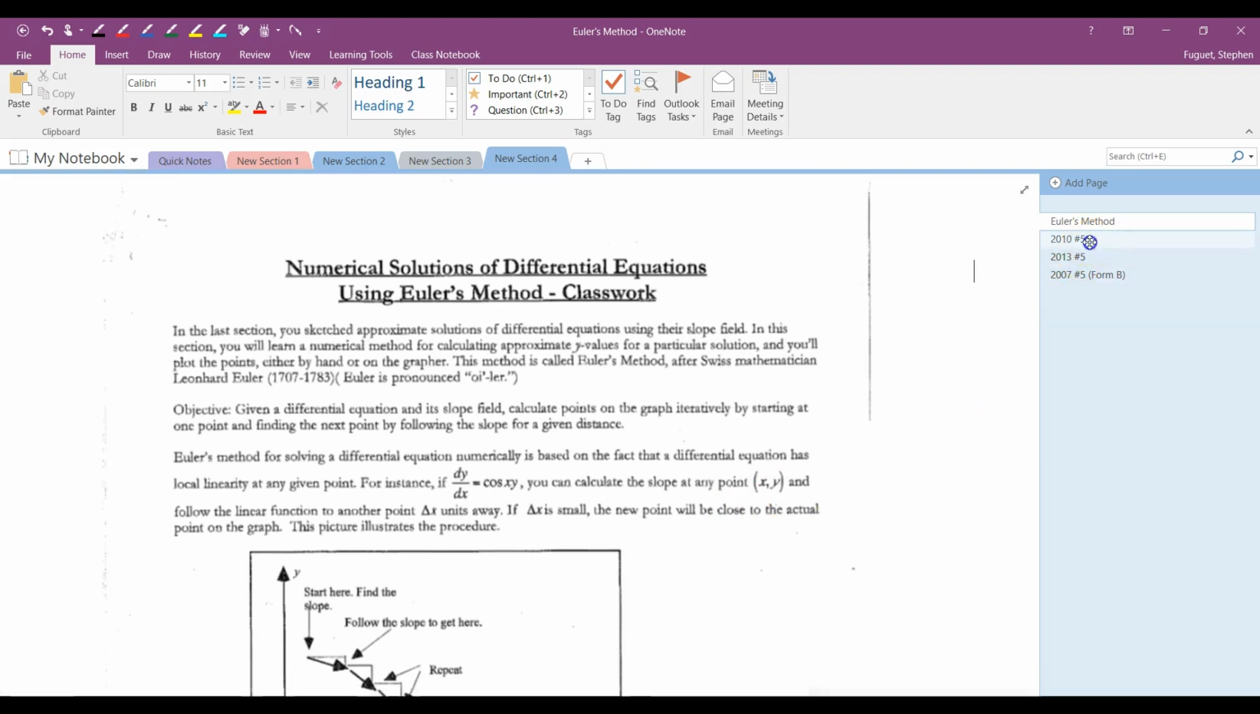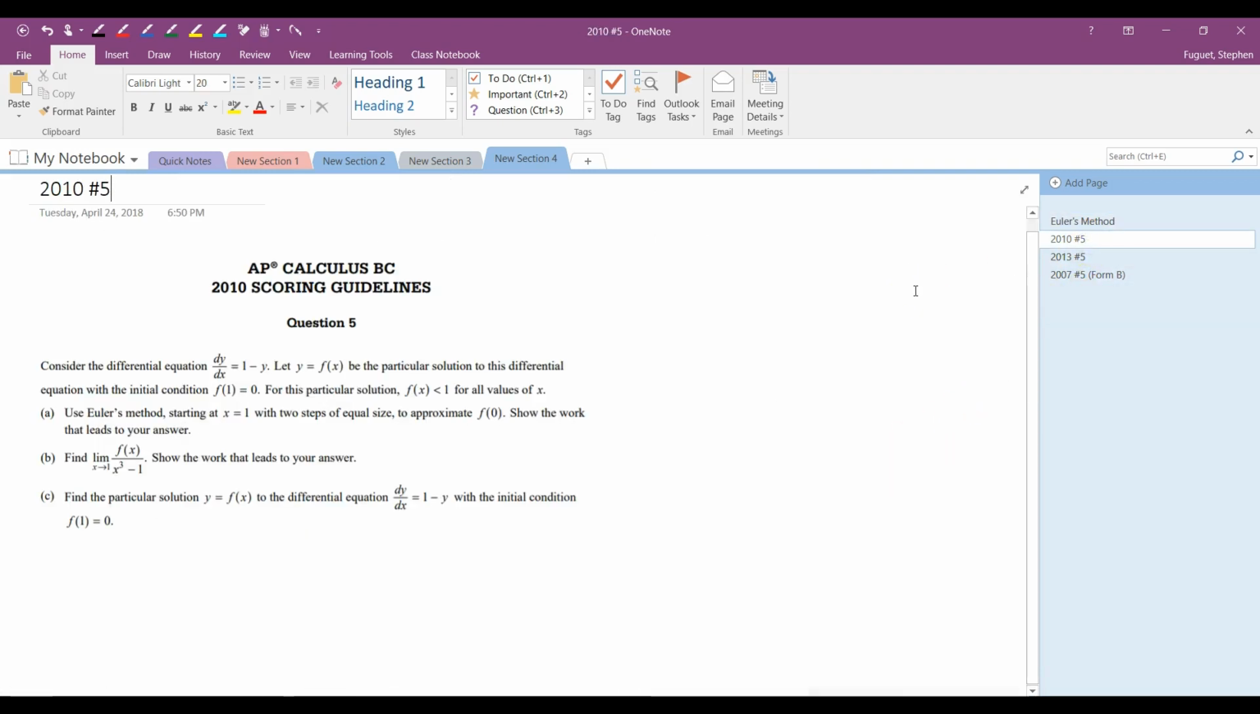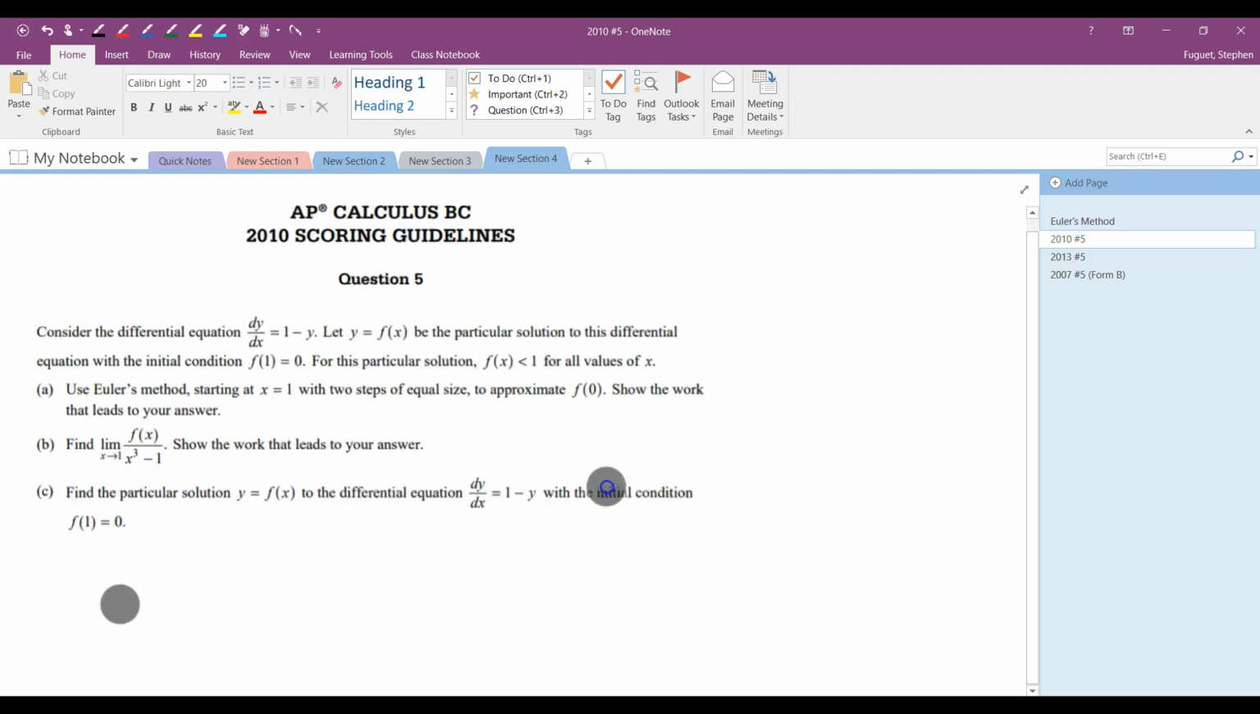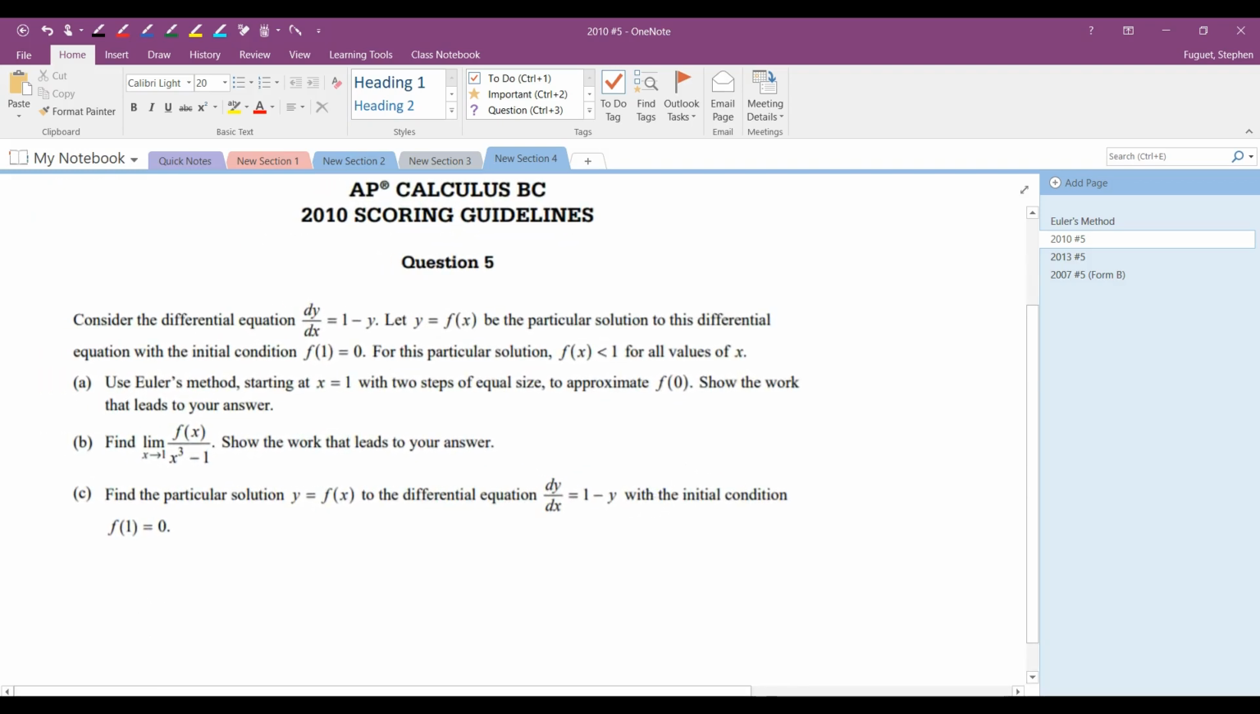So for the first question, we're going to take a look at the AP exam from 2010 and question 5. And I'm only going to focus our attention in this video on just part A. So in the problem, they say consider the differential equation up above. We're using dy/dx as 1 minus y. And so in part A, they want us to use Euler's method starting at x equals 1 with 2 steps of equal size to approximate f of 0. And we want to show the work that leads to the answer.